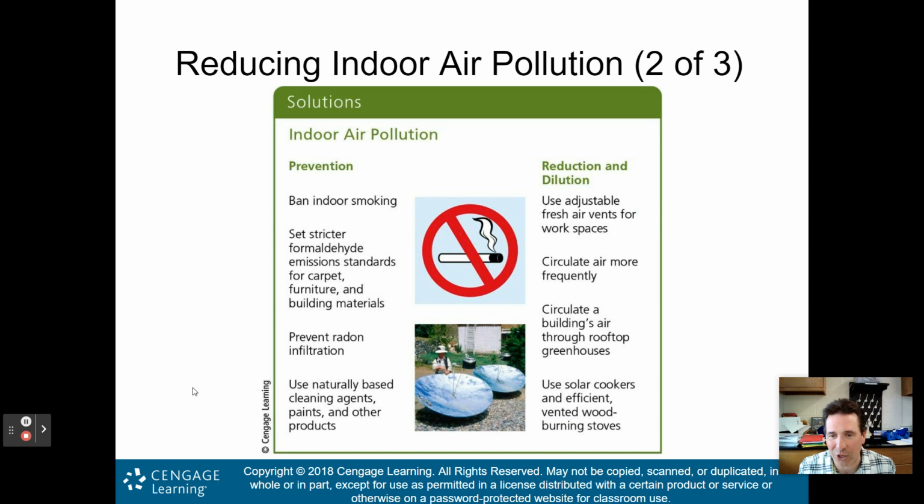Circulate a building's air through rooftop greenhouses to even clean the air out more. And use solar cookers and efficient vented wood burning stoves. Again, solar cookers are much better for underdeveloped countries. We spoke about this in a previous chapter, than having them burn wood inside their home where all that soot, all that pollution is just there for everyone to breathe in.